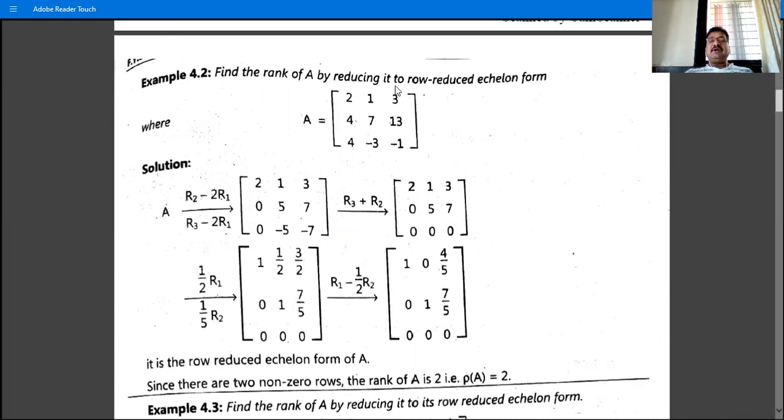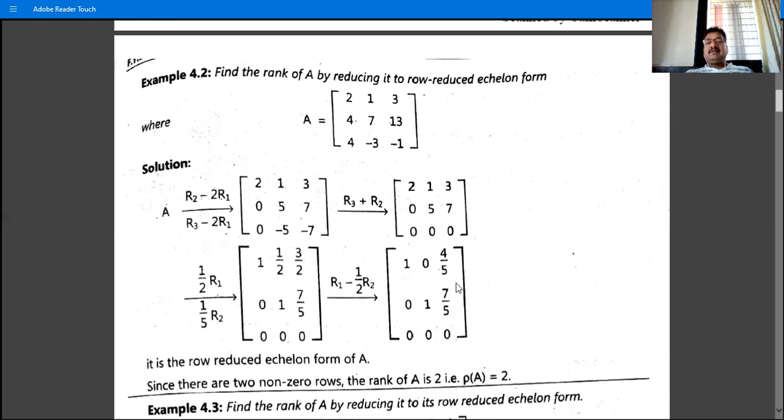Or first reduce this element to 1, then reduce these two elements to 0. That is 1 half R1, right? Apply the 1 half R1 operation first. Then reduce these two elements to 0. Then reduce this element to 1, that is 1 by 5 R2. And then reduce the element below to 0.